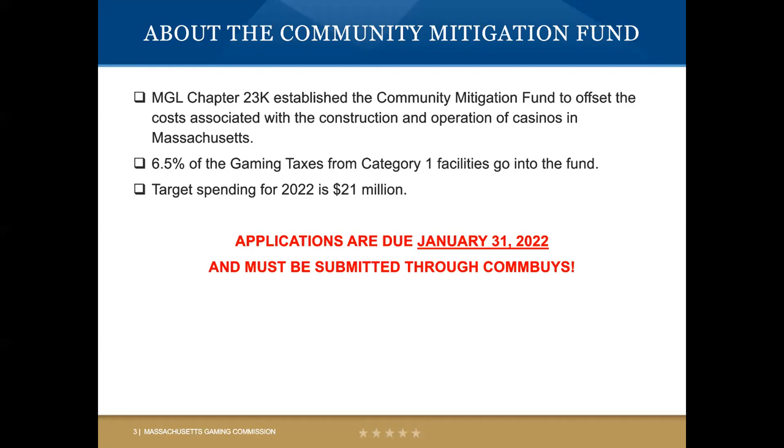So again, we're looking for people to be creative, and since there was a lot of money available, we're hoping that we get a good number of grants for this year. And then in red down here, applications are due by January 31st, 2022, and they have to be submitted through the CommBuy system. We will talk a little bit about the CommBuy system later on in this meeting, but that's the process that we must go through. And I think most of the communities are relatively familiar with CommBuys.